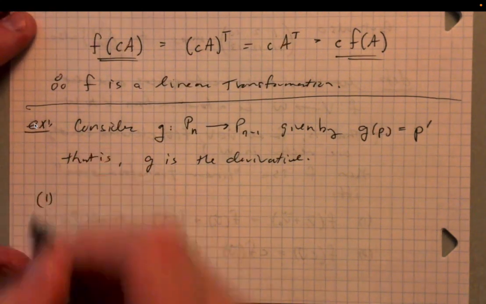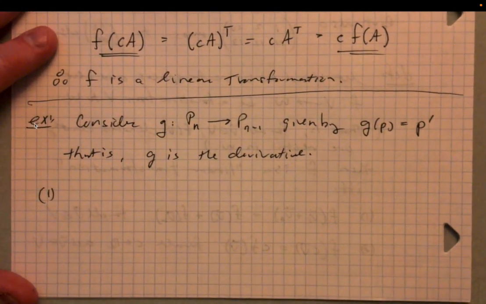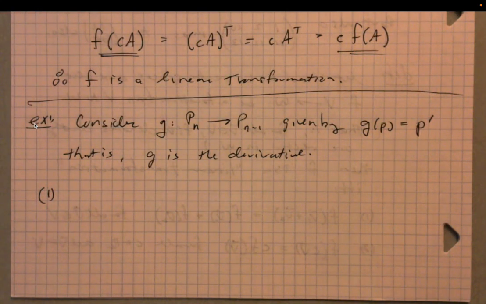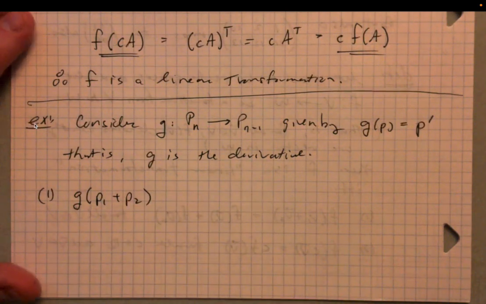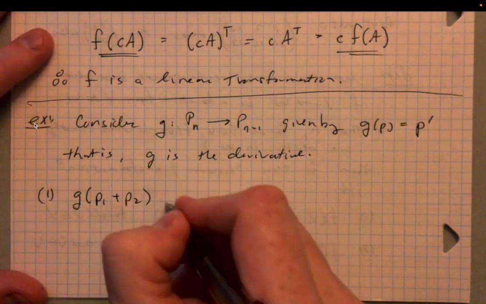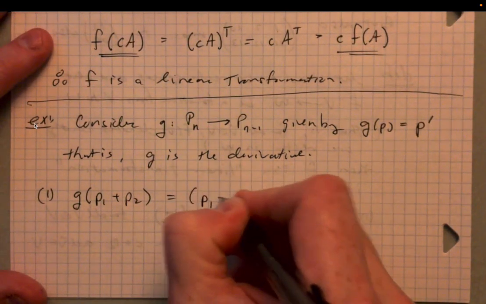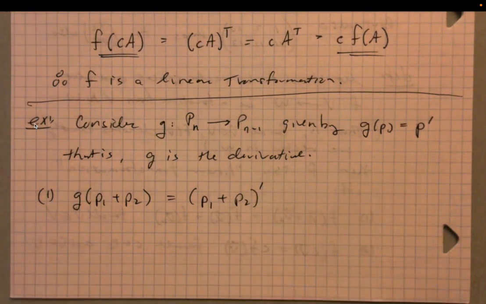Right? So let's prove the two properties. So first thing we need to show is that when we apply g to the sum, we get the same answer as if we apply g separately and then added, right? So we'll start with g of p1 plus p2. Okay, and so that just is equal to the derivative of p1 plus p2.